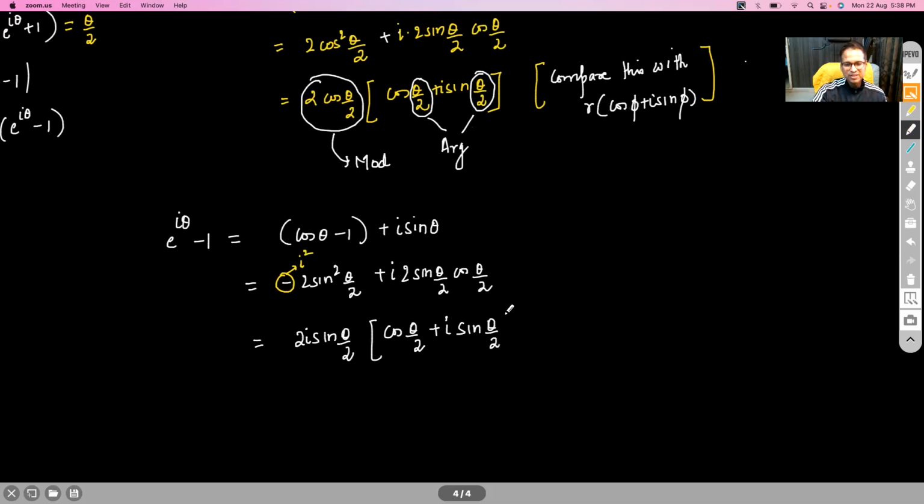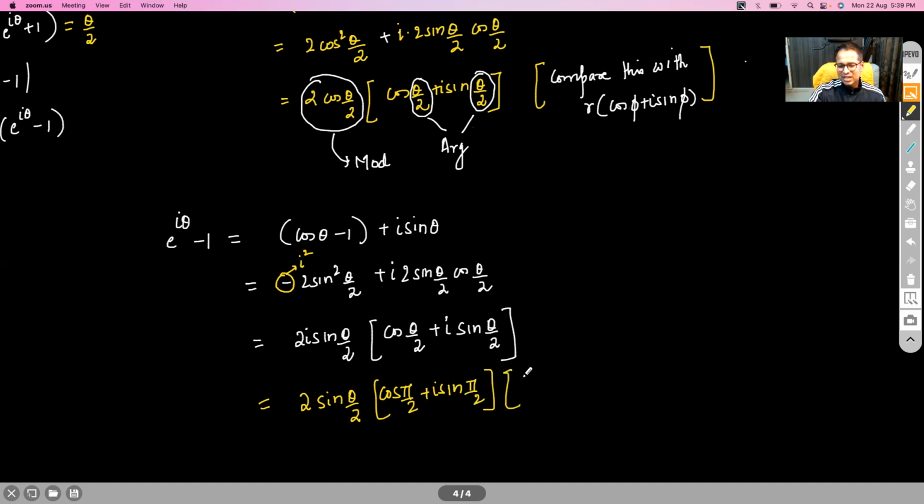But mind you, everybody please pay attention. You cannot say that 2i sine theta by 2 is your r or your modulus, because modulus is always a real number, right? So what I'm going to do is a little extra step here. I'm going to write this i as cos pi by 2 plus i sine pi by 2.